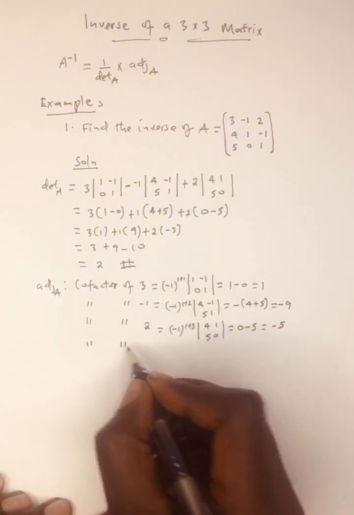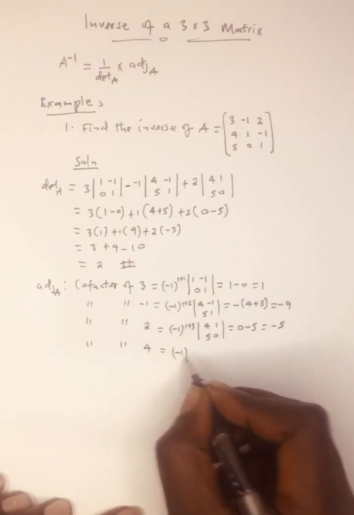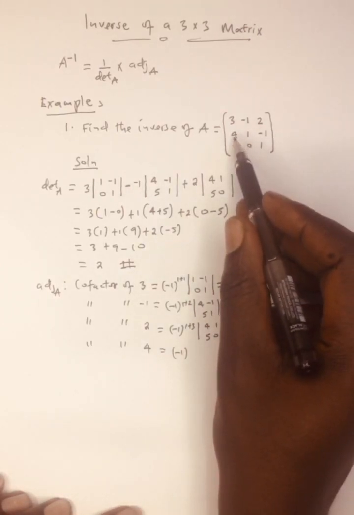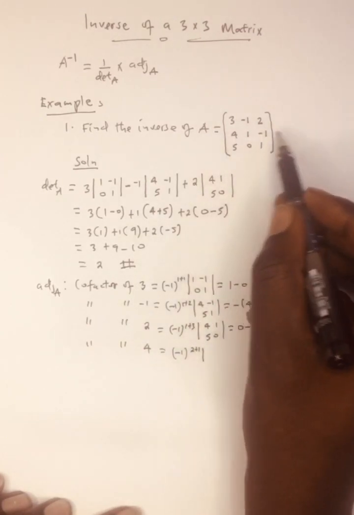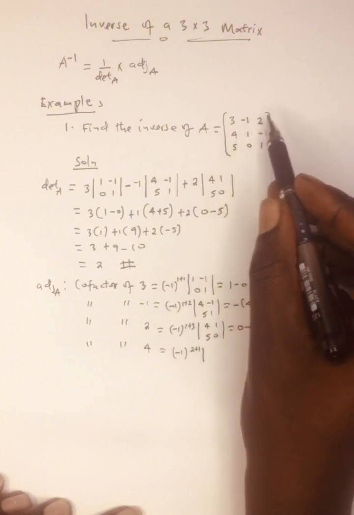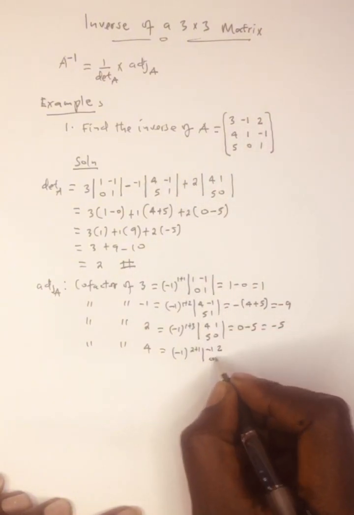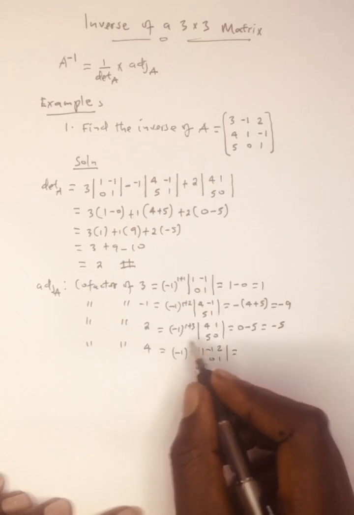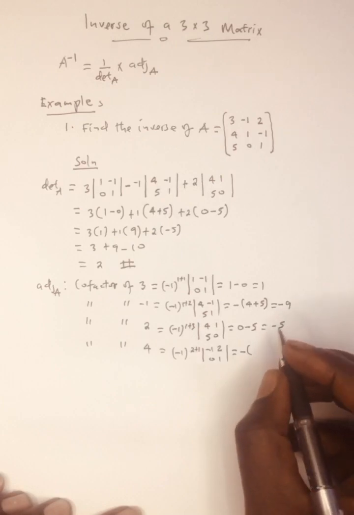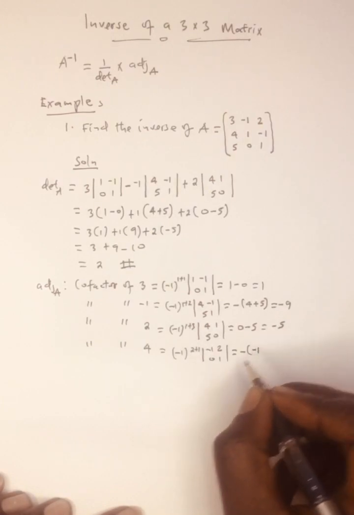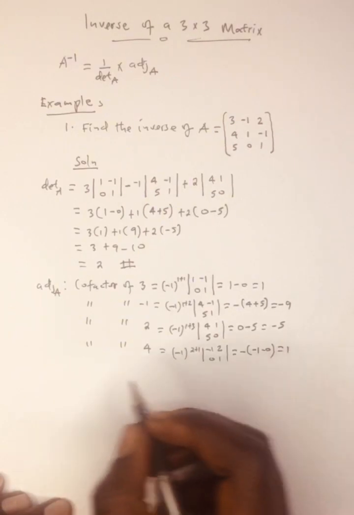Then the cofactor of the next one, which is 4, will be negative 1. It is in row 2, column 1. So that is 2 plus 1. If you cover its row and its column, you're going to be left with negative 1, 2, 0, 1. So since this is odd, the negative will hold. So you have negative 1 times 1, that is negative 1, minus 0. So that is positive 1.